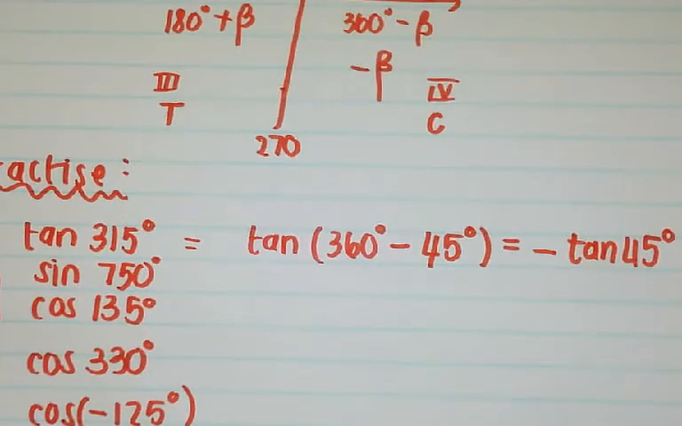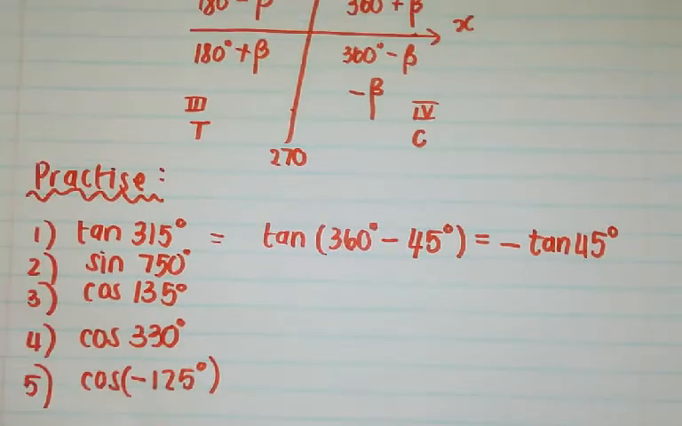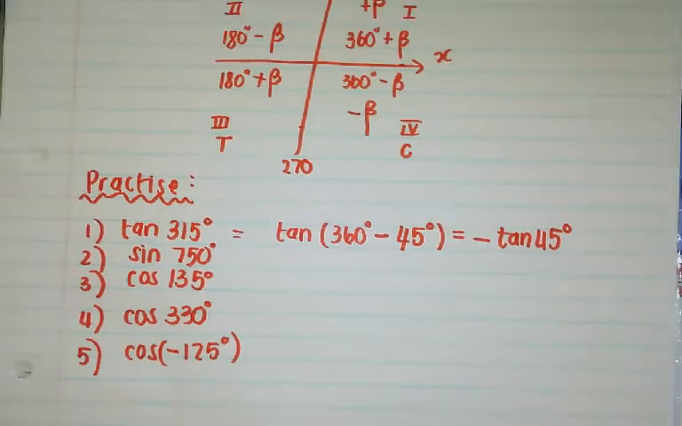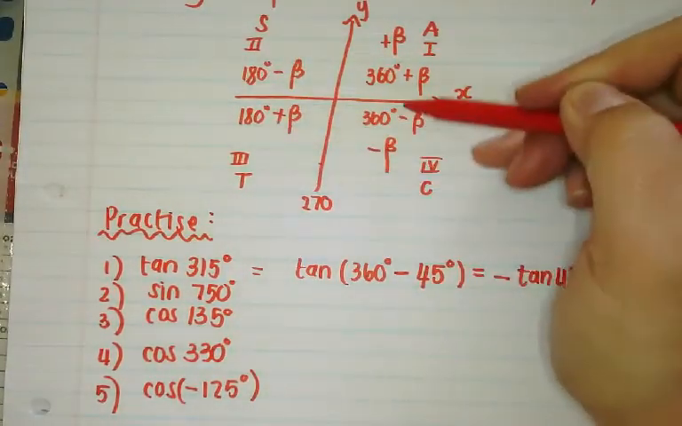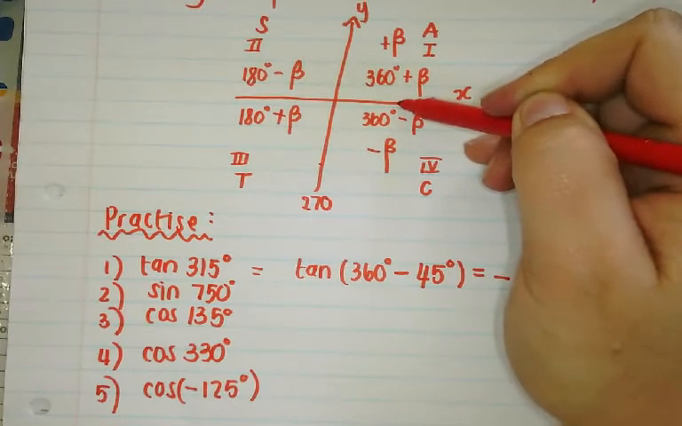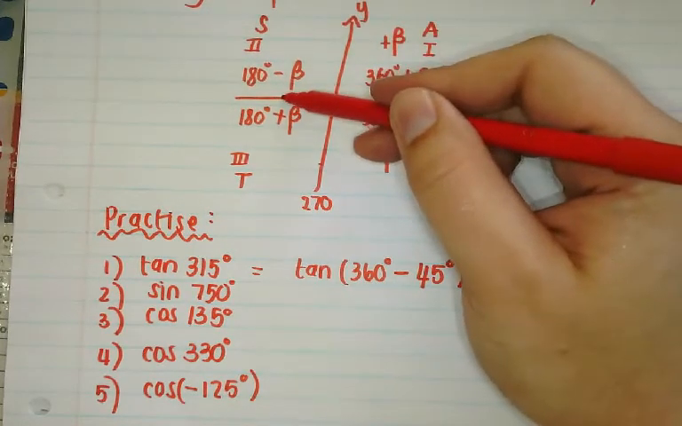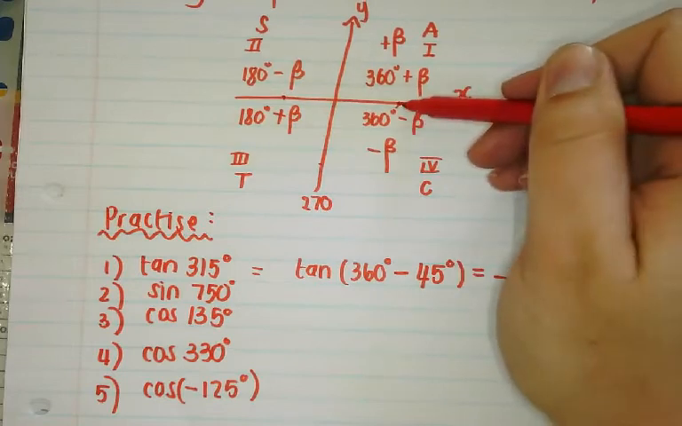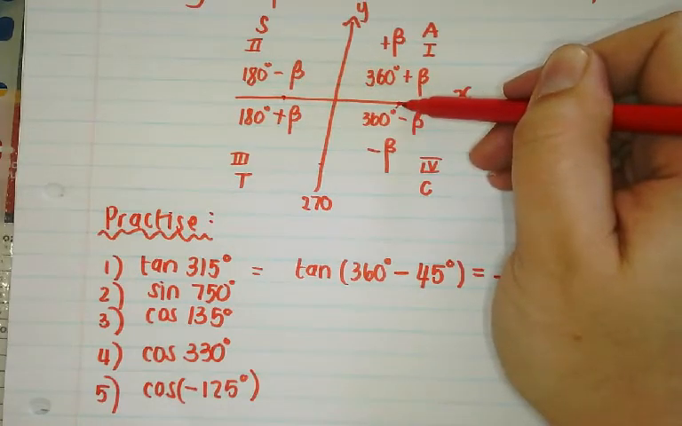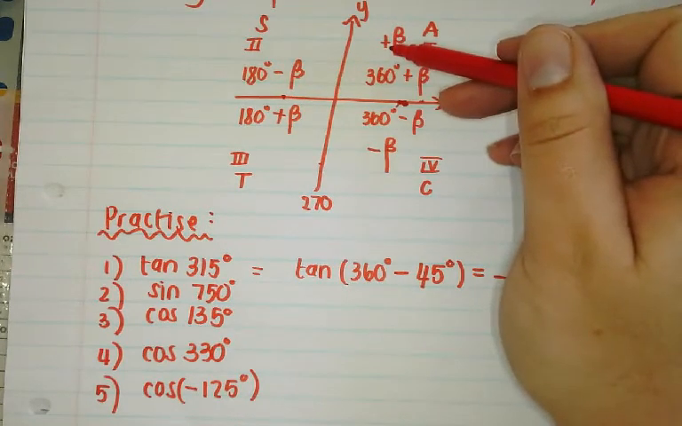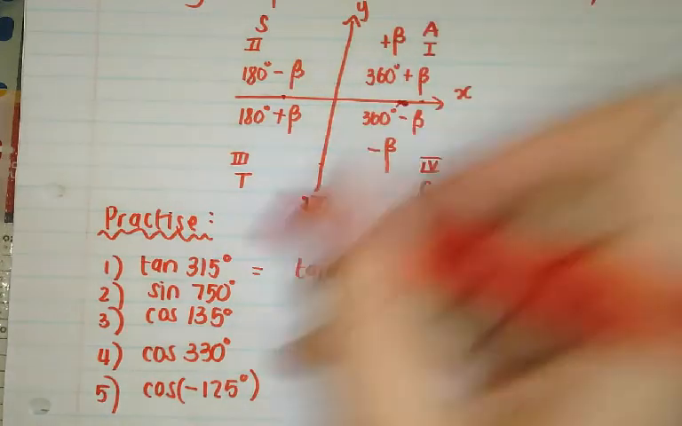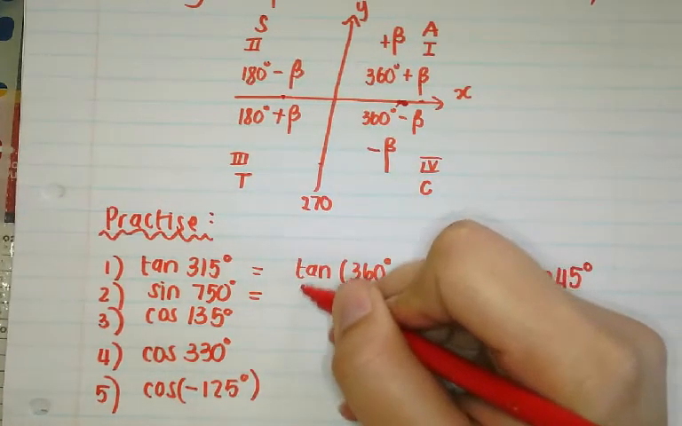Now number 2 is even bigger than 360. So we know that 360 is going all the way around. 360 plus 180 is 540. Plus another 180 is 720. I still haven't gotten there. Okay? What do I still need to add to 720 to get to 750? 30 degrees.